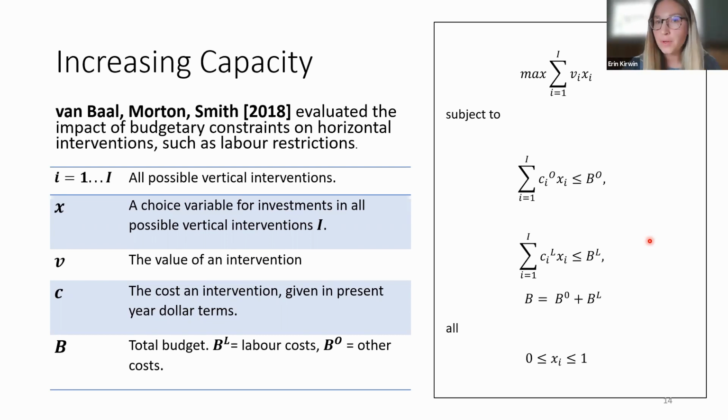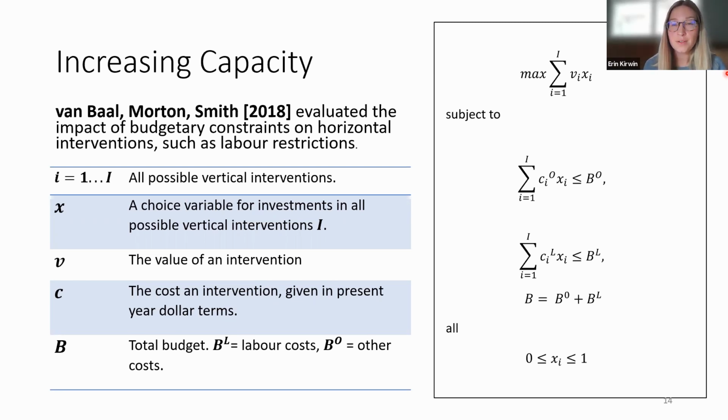Now I'm going to go over each of the prior works. In 2018, Van Baal, Morton, and Smith evaluated the impact of budgetary constraints on the global optimum. Here we have the same basic setup where you're setting the choice variable X to select the optimal set of vertical interventions, which are indexed by I, to maximize the sum of all the value of all implemented interventions.